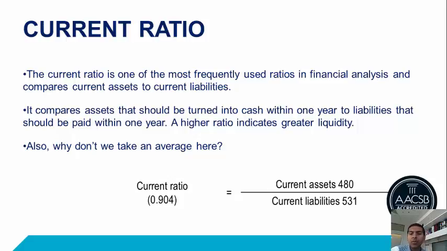From our My Financial Reports, you can see current assets are $480 million, current liabilities are $531 million. Divide current assets by current liabilities and you get 0.904. Now you might think, gosh, that's kind of concerning. My current assets aren't enough to pay my current liabilities. Should I be worried here? Yes and no, and here's where it depends on the nature of your business.